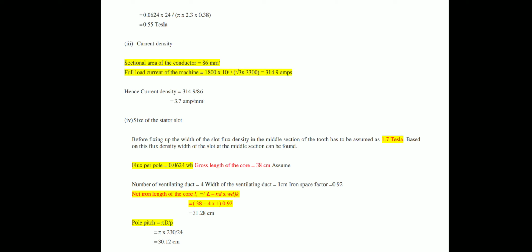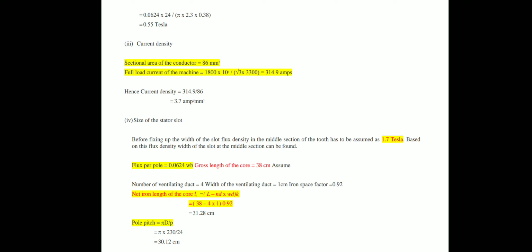How have we assumed this? We have studied this in our theory. A particular range has been given to you. Whenever it is required, you can select that value from that particular range. Flux per pole is equal to 0.0624 Weber. Gross length of the core is equal to 38 centimeter. Assume number of ventilating ducts is equal to 4, width of the ventilating duct is equal to 1 centimeter.